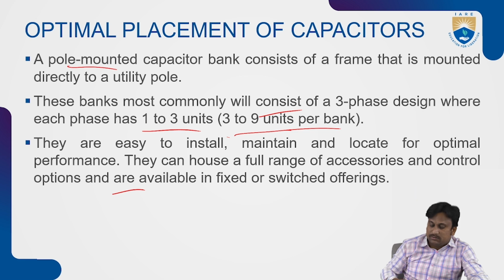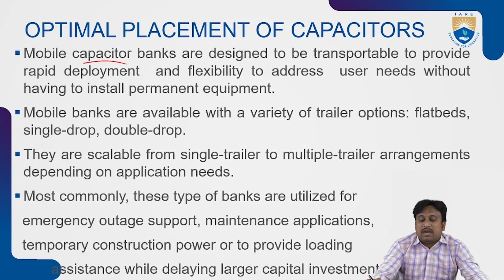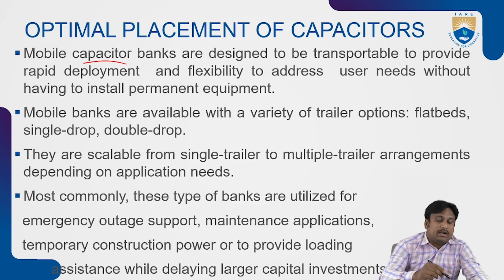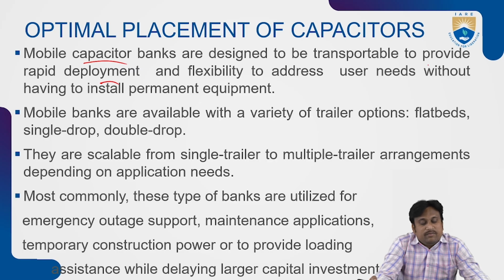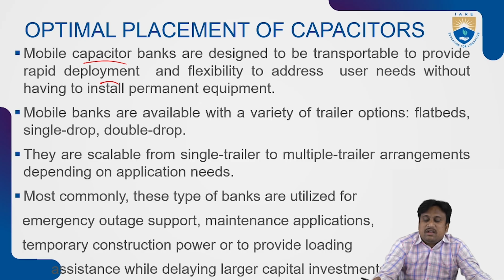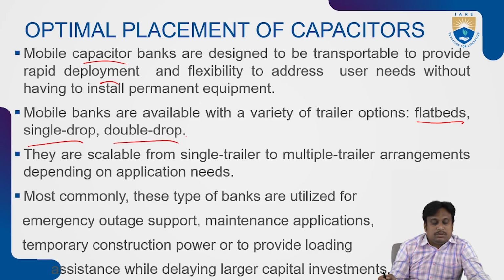They can control the operations and availability in fixed and switching operations. Mobile based capacitor banks are usually designed to be transportable. They provide rapid deployment and flexibility to address the user's needs without the installation of permanent equipment. Mobile banks are available with a variety of trailer options like flatbeds, single drops, and double drops. They are also scalable from a single trailer to multiple trailers, based on the application needs.